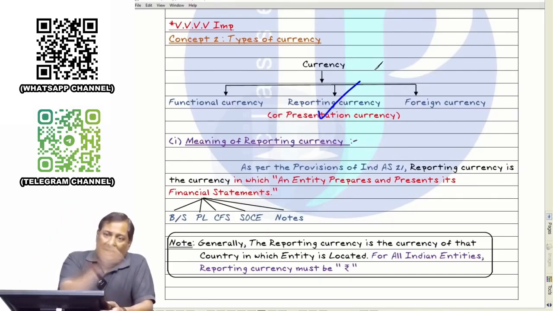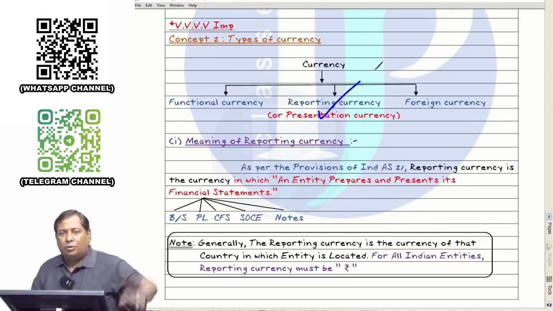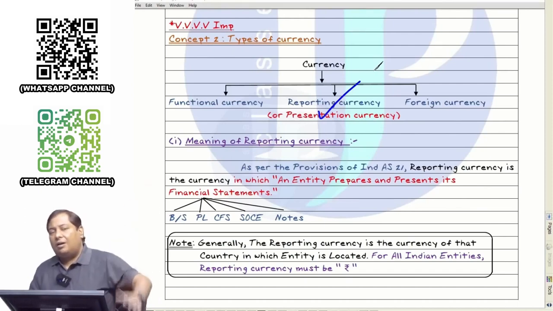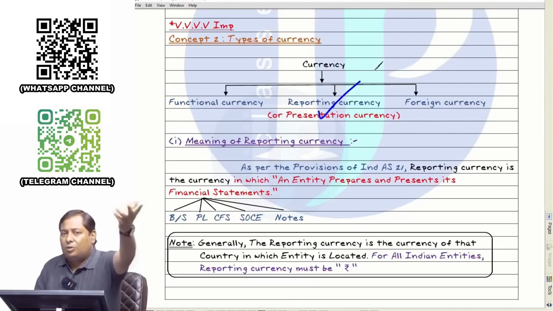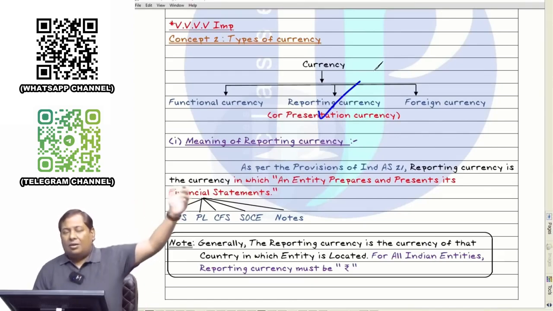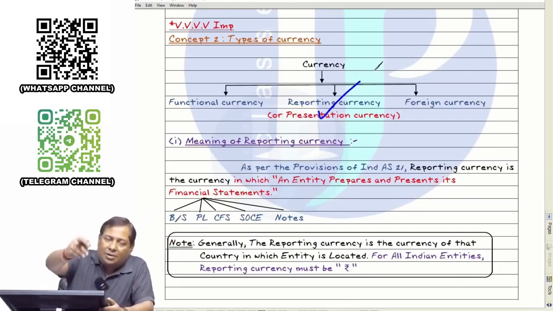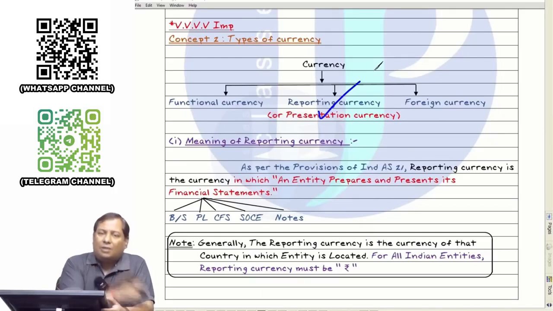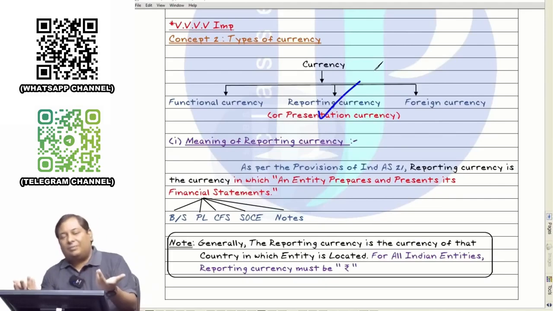The country in which you live and do business. You've opened an institution in Dubai. The currency of Dubai is the dirham, and the financial statements there will be in dirham. If it's an American company, they'll prepare their financial statements in America in US dollars. If it's a European company, it'll be made in euros. Your financial statements are prepared in the currency of the country where your company is located. It's your reporting currency. You'll say it's a simple matter, very simple.